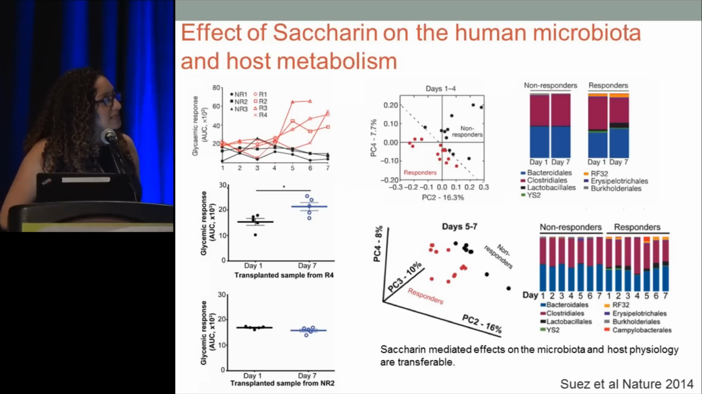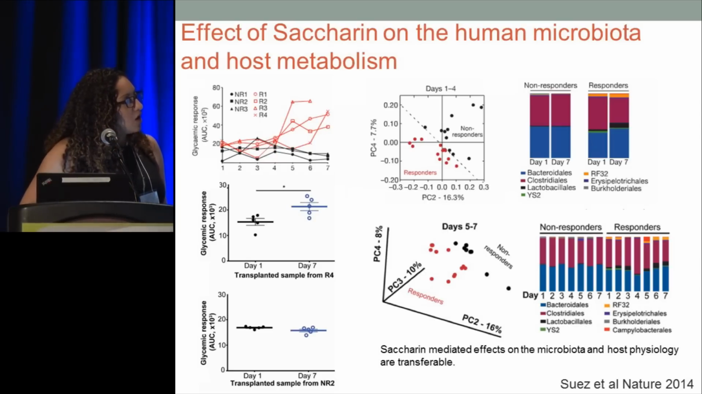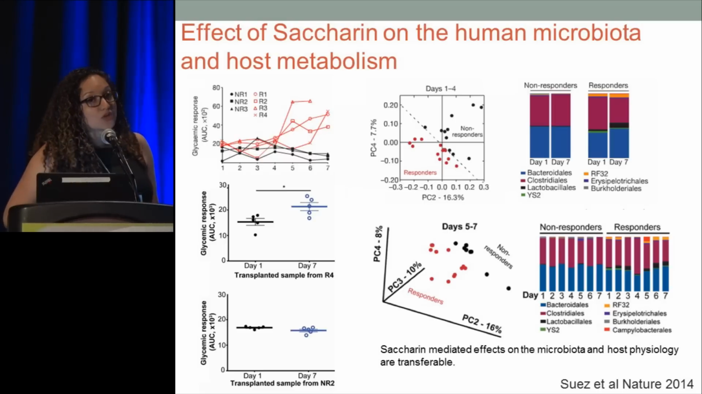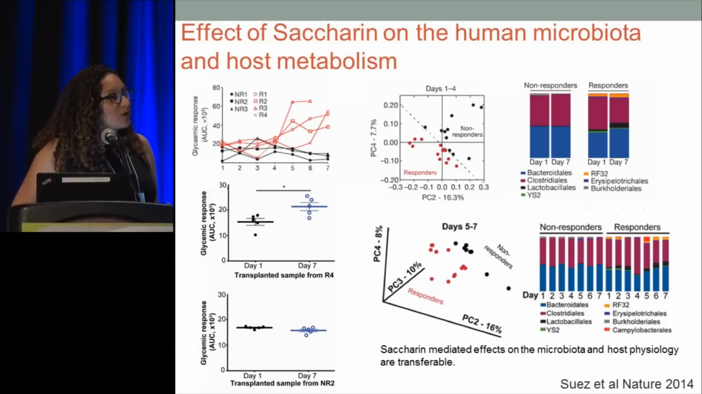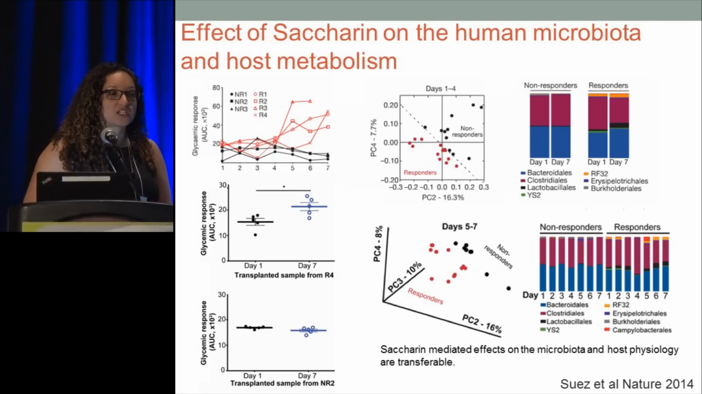And here you see the taxa abundance plot at day 1, where the ones that did respond to saccharin already had an altered community, suggesting that this altered community may actually make them predisposed to saccharin-induced alterations in physiology. What was really interesting and exciting that they did was actually transfer fecal samples from these subjects into germ-free mice, really trying to link causation.